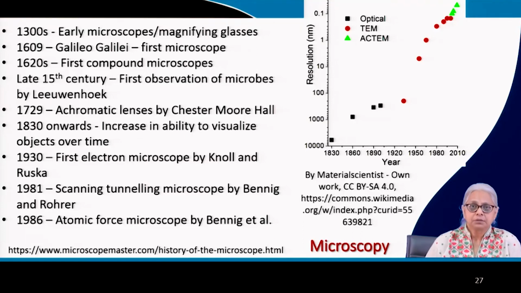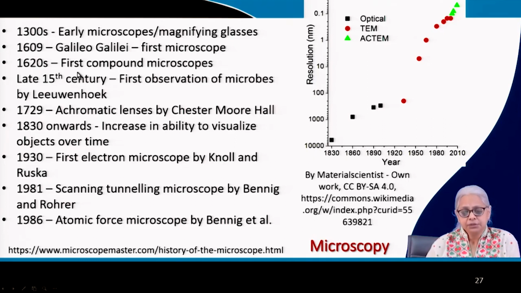Then I'm going to end this particular lecture with a little bit about the history of microscopy, because it's obviously a very important part of microbiology: without microscopes we would not be able to understand or visualize the microorganisms that we are all interested in. The earliest microscopes were more like magnifying glasses. They are as old as the 14th century, or the 1300s. The first microscope was invented by Galileo in 1609. The first compound microscope was in 1620.